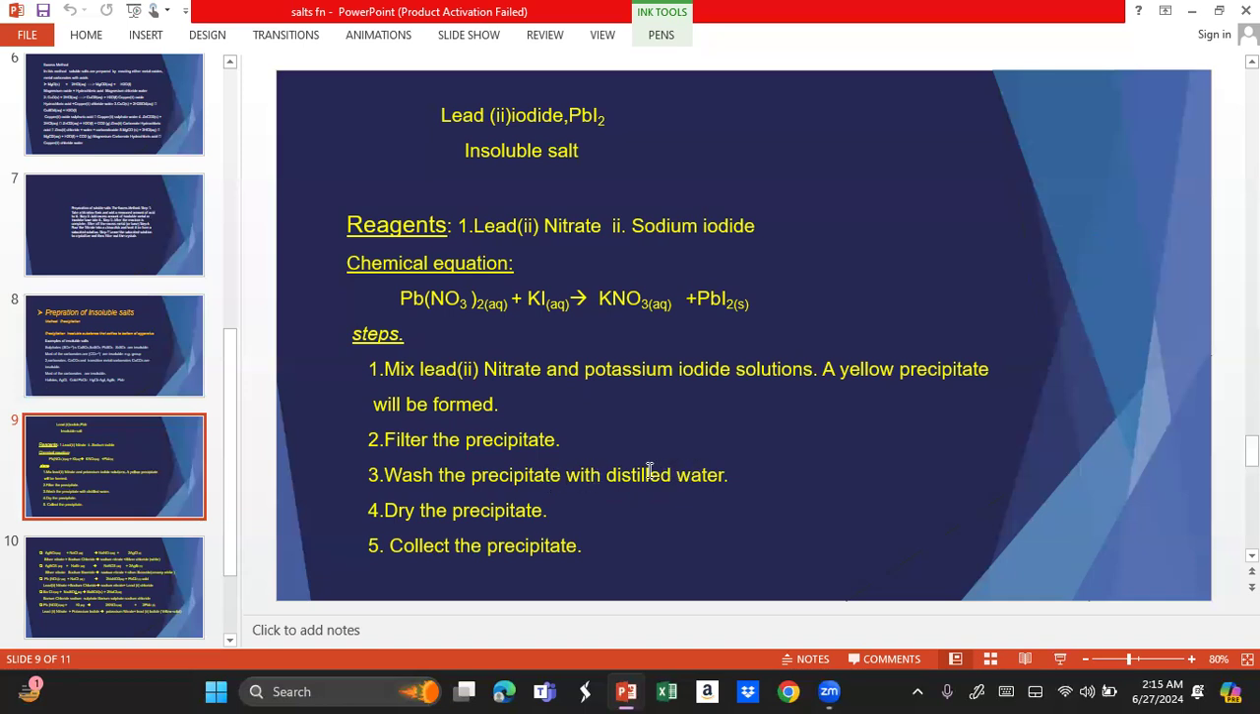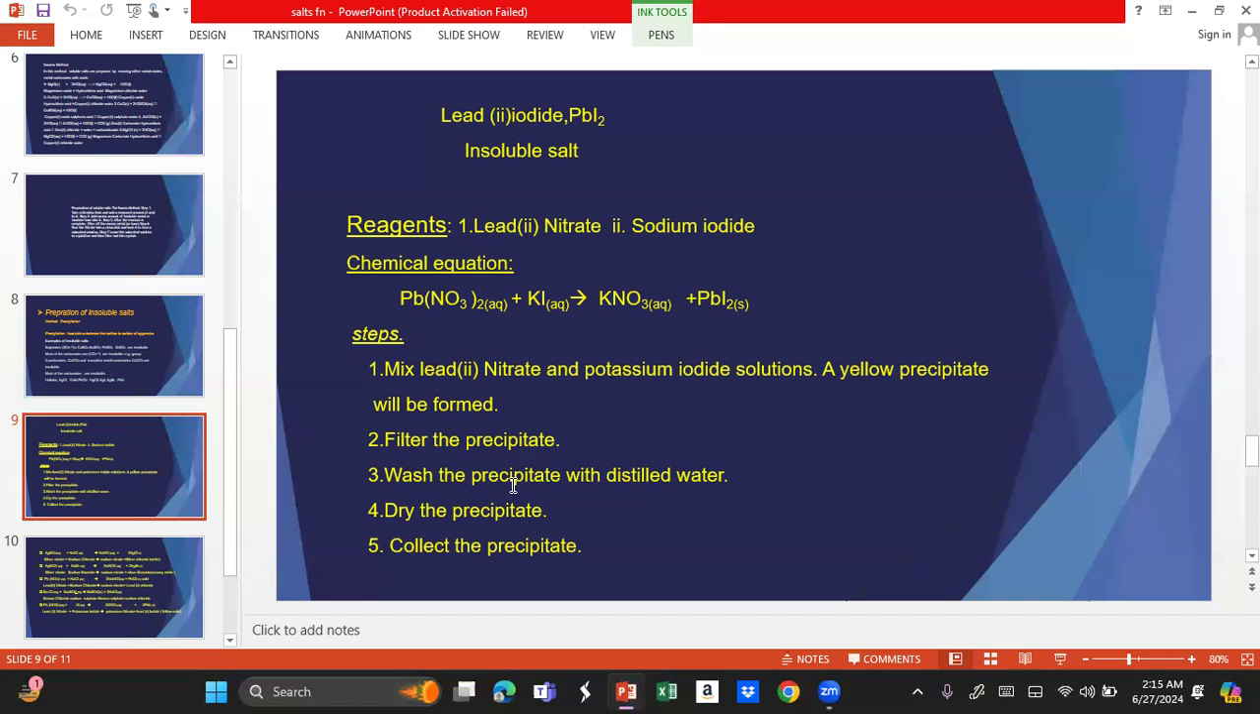Why are we washing the precipitate? It may contain some impurities. This is an exam question, right? Why is the precipitate washed with distilled water? Distilled water is pure water. It has nothing except H2O, so it will remove the impurities. And on the filter paper, what will be left? Yellow solid, that is PbI2.